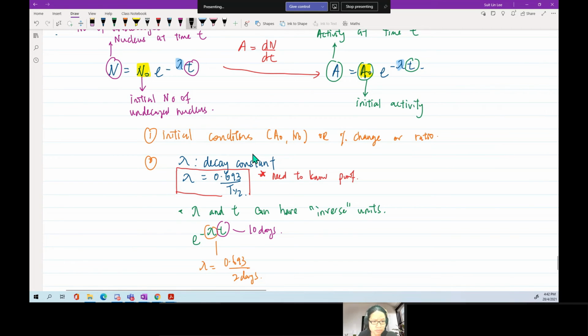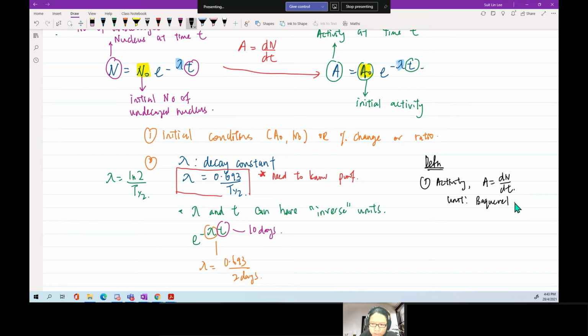Okay, so this one is 1. Ln 2 over half-life is another version. Lambda is also ln 2 over half-life. Okay, so what are the definitions that you need to know? I'm going to write at the side. Definition number 1, activity. A is equal to dN over dt. This unit is called becquerel. I'm pretty sure, Bq, you know how to write this in a sentence, right? Activity is rate of nuclear decay.